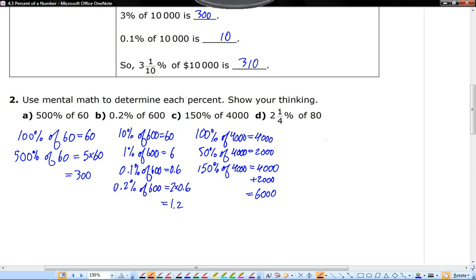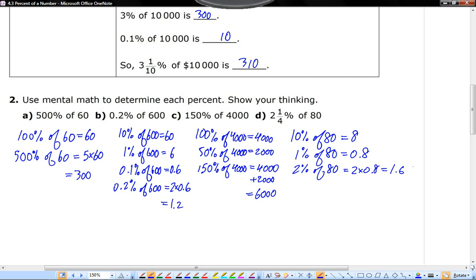And the last one, part D, if we want to find 2.25% of 80, we're going to start by finding 10% of 80, which is 8. We're going to find 1% of 80, which is 0.8. And we're going to find 2% after that of 80, which is twice as much. 2 times 0.8 is 1.6.